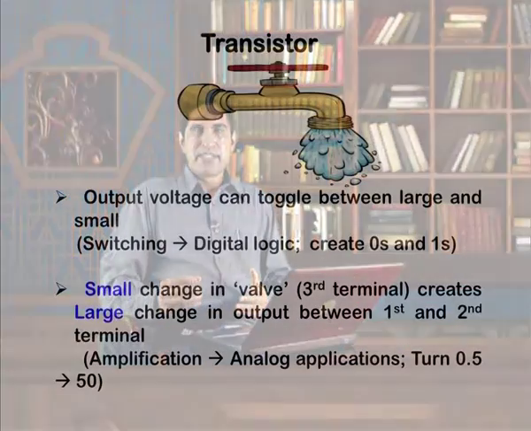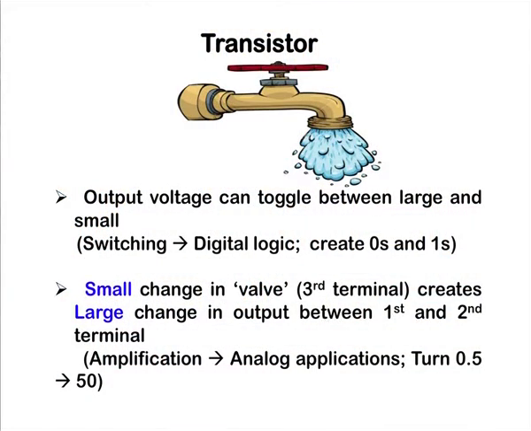The working principle of a transistor is similar to a water tap. Whenever we need water, we can open the tap, and whenever we don't want it, we can close it. By using the tap, we can control the water flow. Similarly, transistors can be used for two applications: one is switching, another is amplification.